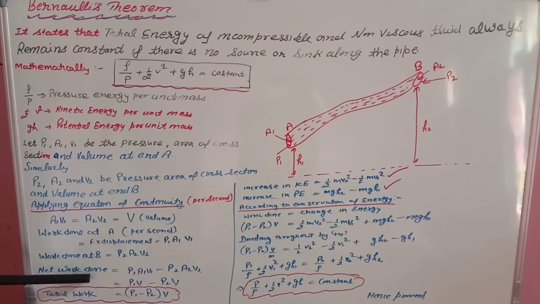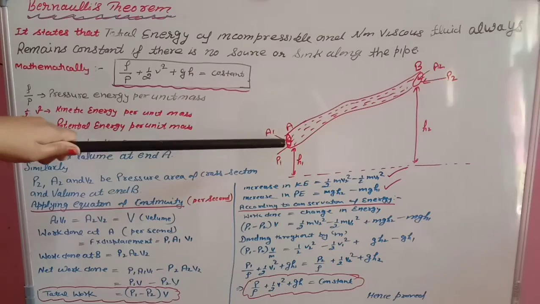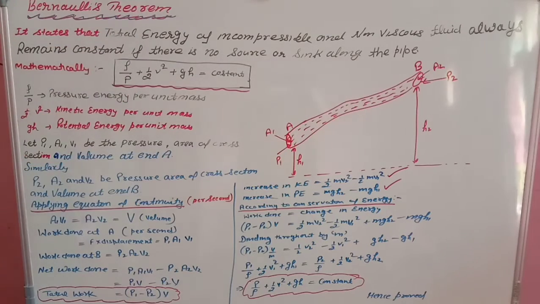So what is the net work done? Obviously we will take the difference. Net work done: from here it is doing work, and from there also it is doing work. Here it is entering, from there it is exiting. So the total work done is P1 A1 V1 minus P2 A2 V2. A1 V1 and A2 V2 are equal to V.